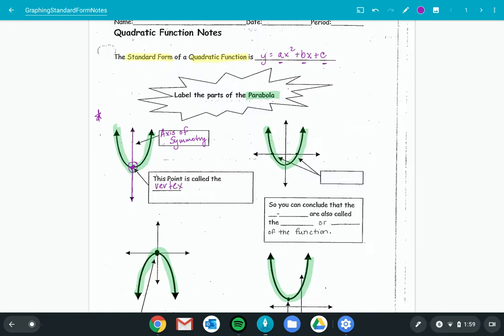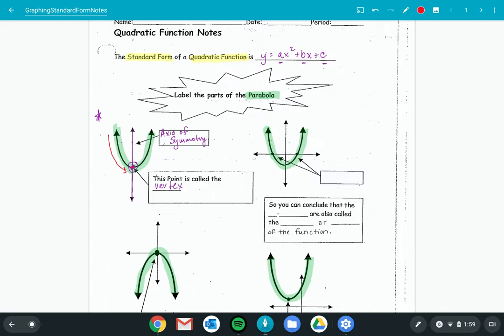The reason we use the name vertex is because it represents a change in direction. What I mean by that is, if I start on the left side of my graph, because we read a graph the same way we read a book, from left to right, looking at this graph on the left, my graph here is going down.